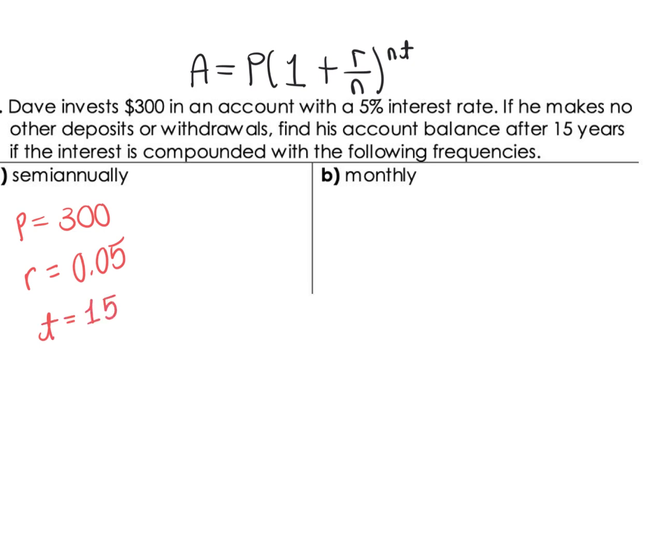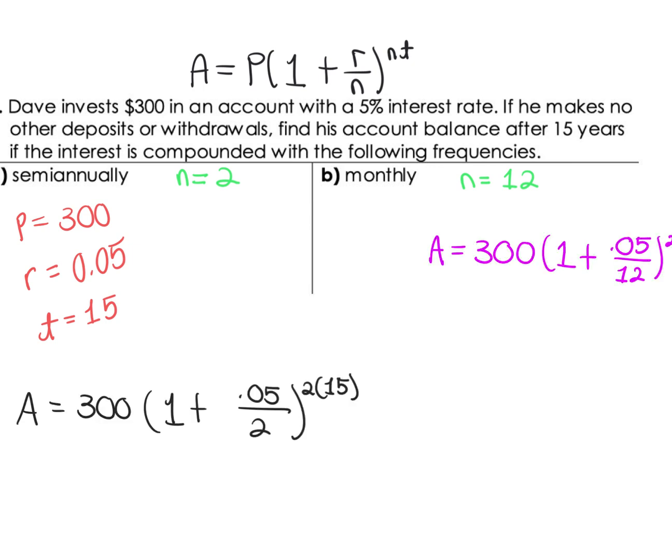So what changes between the two of these is N. Semi-annually means that N is going to equal 2. It's going to be compounded twice. Monthly means N is going to equal 12. It's going to be compounded every month. With these pieces, we can go ahead and fill in our formula.